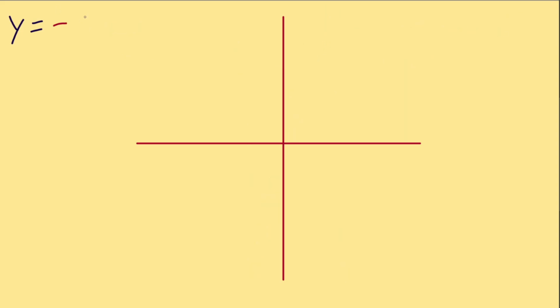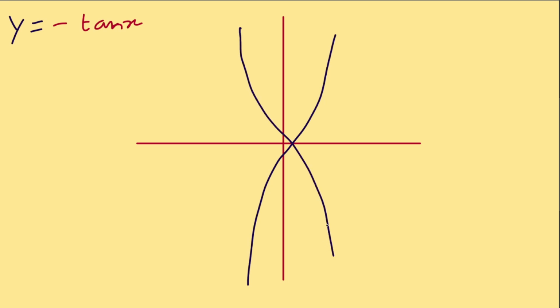Now how about negative tan x? Well, negative tan x is very simple. If this is normal tan x, negative tan x is just backwards. It's just like the sine wave, you just flip it.